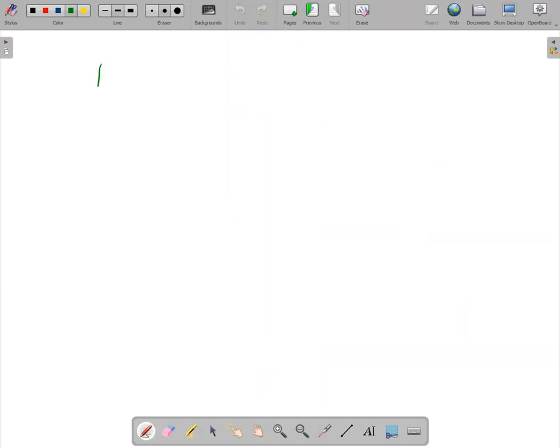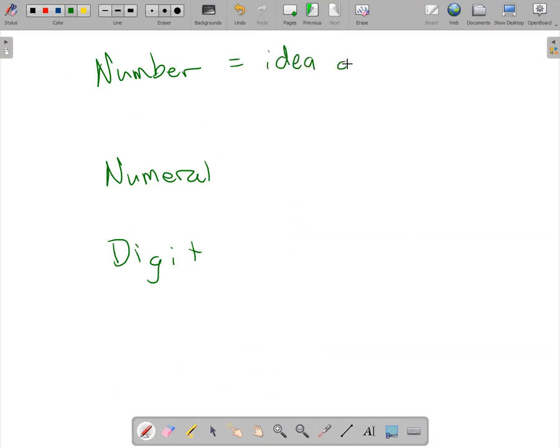So side note, number versus numeral versus digit. This is technical, but it's important. Number is an idea. So remember I asked you before, what does number mean? And we said, well, it means quantity. What does quantity mean? Quantity means amount. What does amount mean? Amount means number, right? So I have the idea of 10 things, and I can show you 10 fingers, and I can show you 10 pennies, and I can show you 10 candies. They're all 10. That's the idea of 10 things.